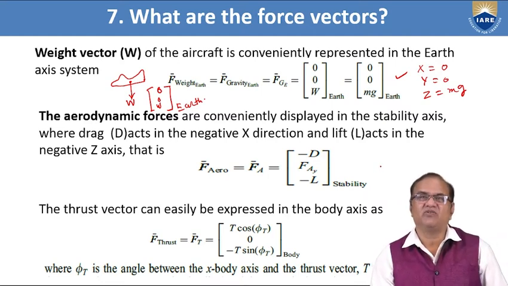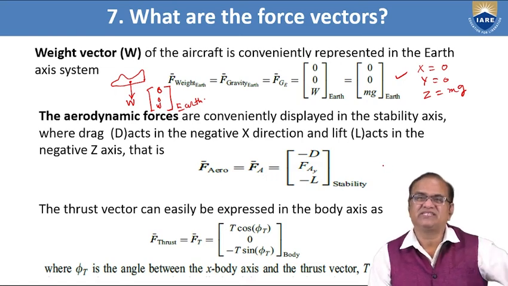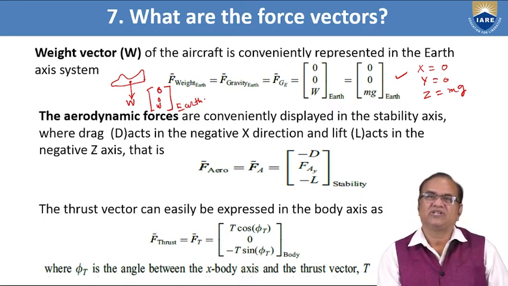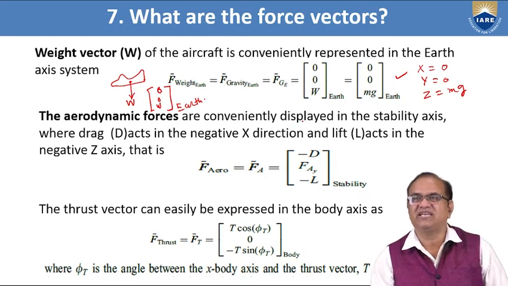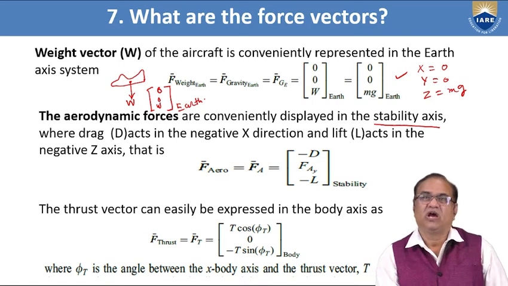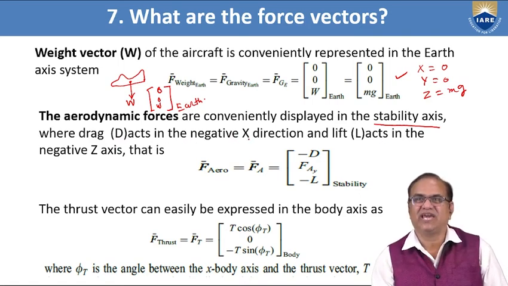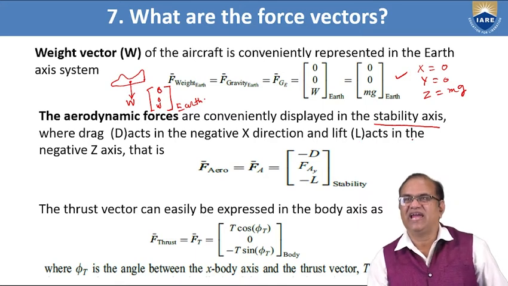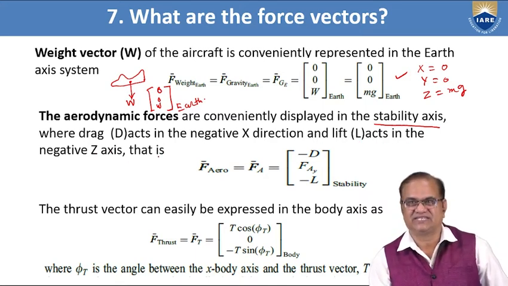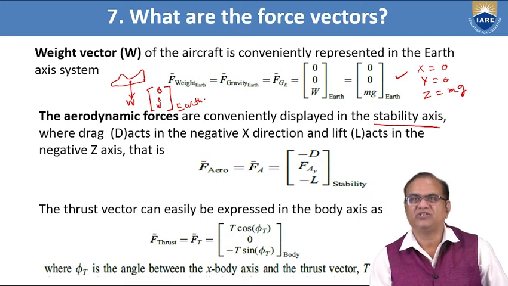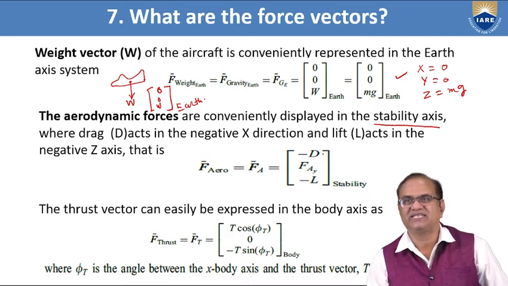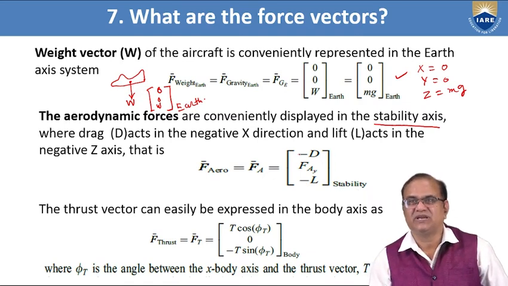But once we talk about the aerodynamic forces, these will not be very convenient if we use the Earth axis system or the body axis system. So the aerodynamic forces are conveniently displayed in the stability axis system, where drag D acts in the negative x direction and the lift L acts in the negative z axis. So F aero is equal to Fa is equal to minus D, Fay, minus L in the stability axis. Here you see minus D.